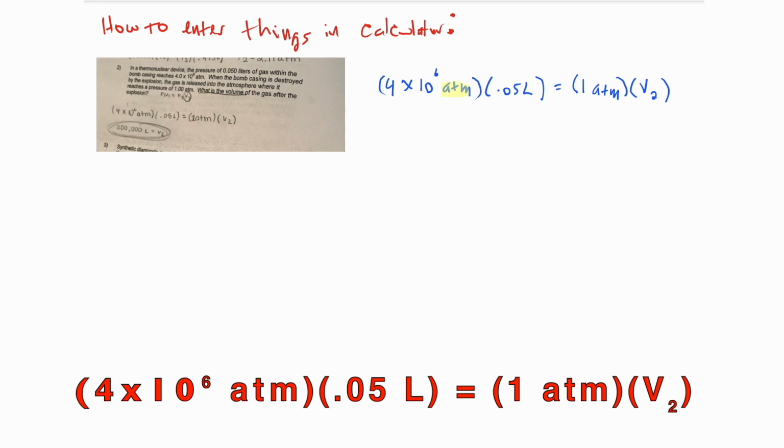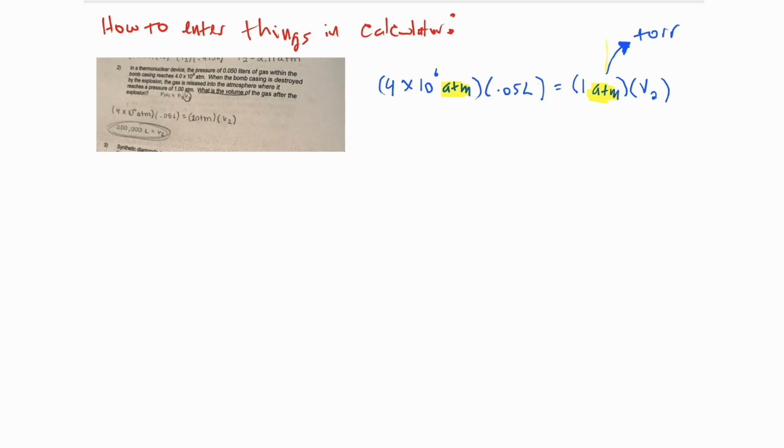You have to make sure that this is atmospheres, right? And this right here is also atmospheres. Like if this is given to you in torr, it has to be converted. It has to be the same language. They're both pressure, but they have to be the same language. It might say on your quiz, what is the pressure in torr? Then all pressure units have to be in torr. Just make sure that all your units are in the same language. So atmospheres to atmospheres, or torr to torr, or liters to liters.